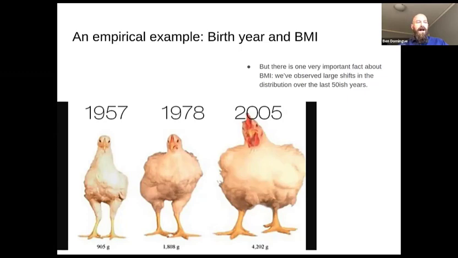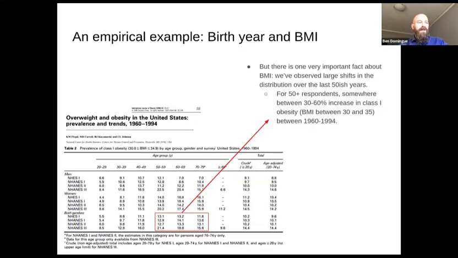So I'm showing you chickens here. If you didn't know, the body size of the average broiler chicken has just exploded in the last half century. And we, in fact, have the same basic problem with humans. I pulled a table from the International Journal of Obesity that suggests for respondents that are 50 plus, right, that are roughly the same age as the HRS respondents, there's been something like a 50% increase in class 1 obesity between 1960 and 1994. This is a huge shift.